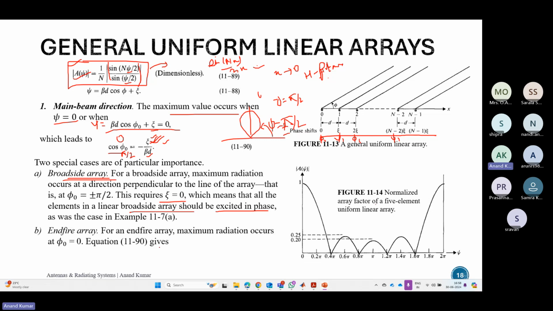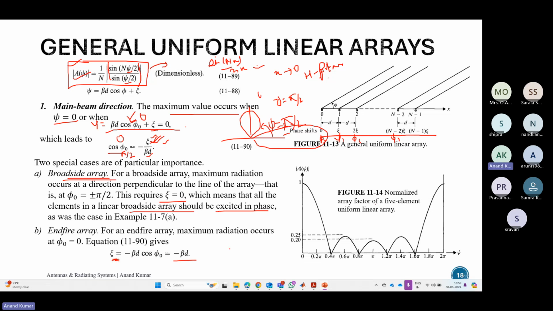And for the end fire array, the main beam is in this direction over here at phi equals 0, and for phi equals 0, this implies we have this expression over here, and phi equals 0 implies that xi equals minus beta d. Just put 0 over here. So this will imply xi equals to minus beta d.